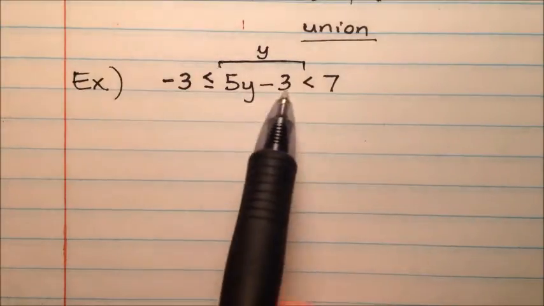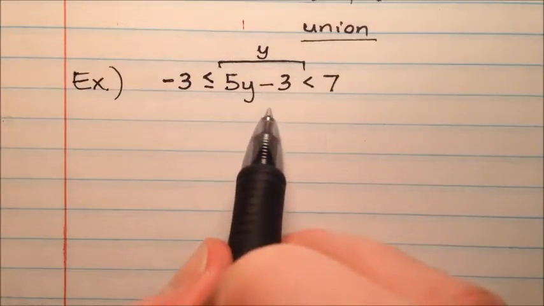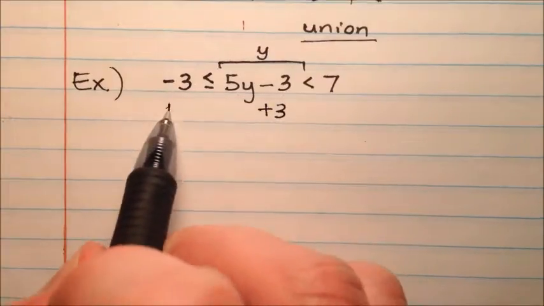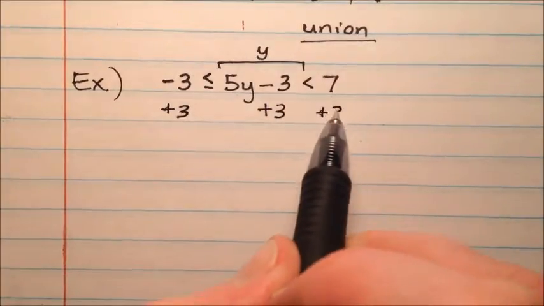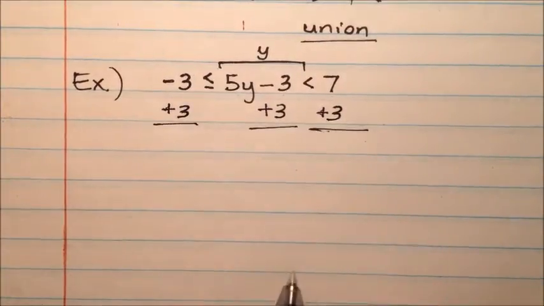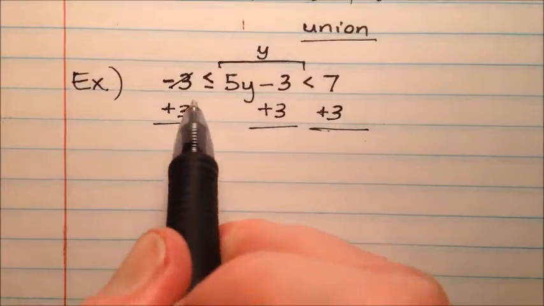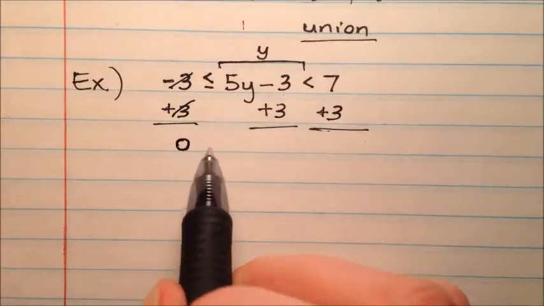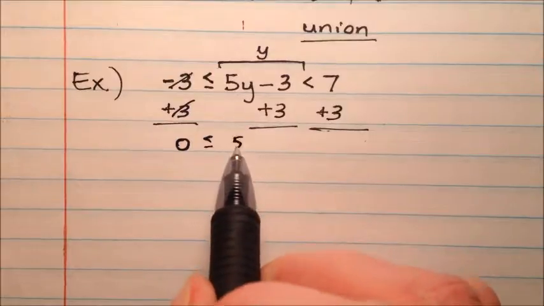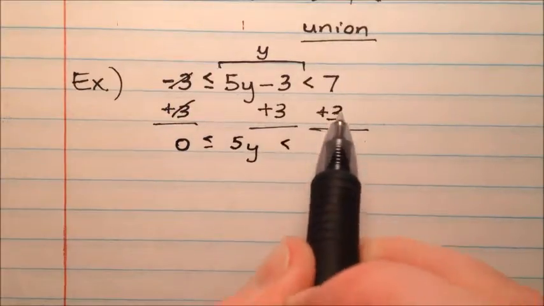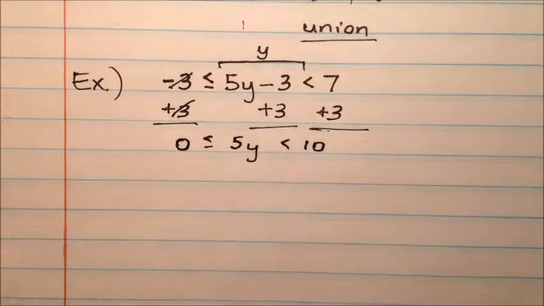In order to get it just to be y, first of all, I need to add 3 to get rid of the 3, and then we'll add 3 to all the parts of it, and since it's a trichotomy, there'll be 3 parts. Our negative 3 and plus 3 cancel, make a 0, and then we just have 5y in the middle, and then 7 plus 3 is 10.